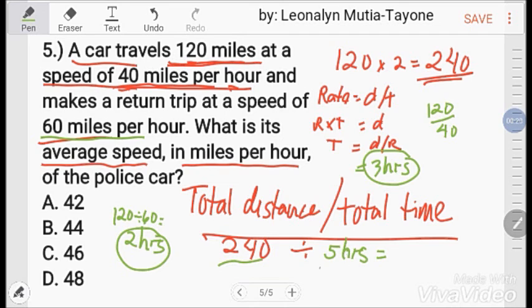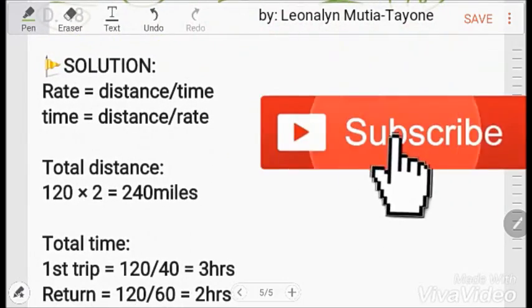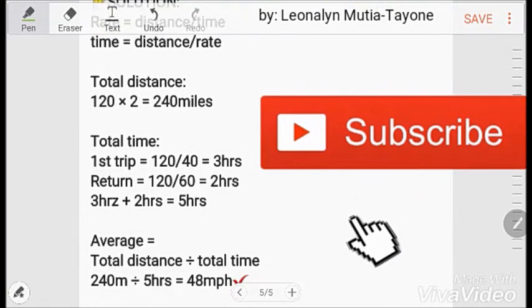So, total distance divided by total time, yun na yung answer natin. 240 divided by 5, that is 48. At ito na yung sagot. And this is our detailed solutions na pwede nyong i-post para matingnan kung paano.